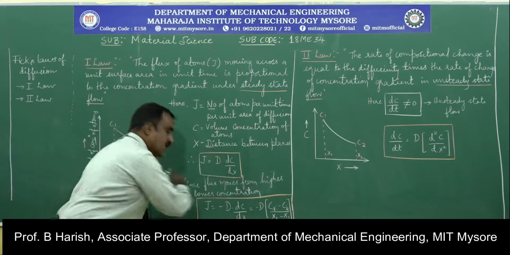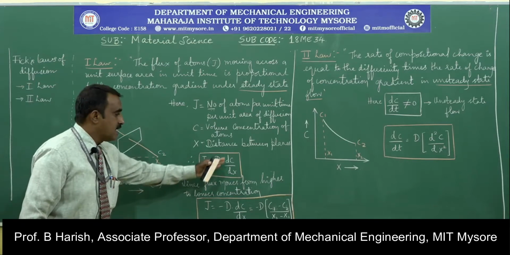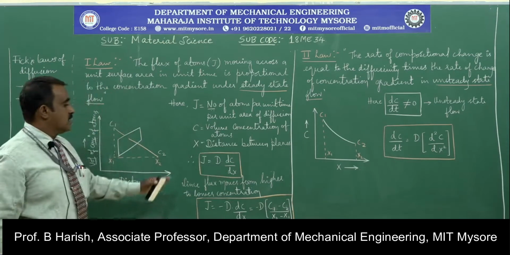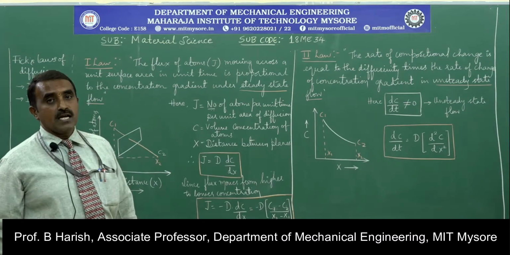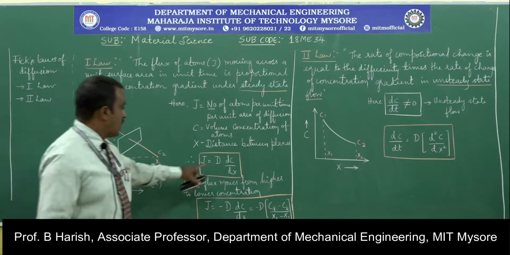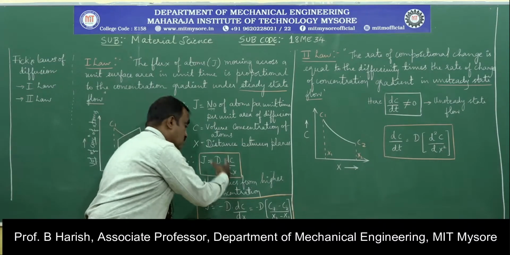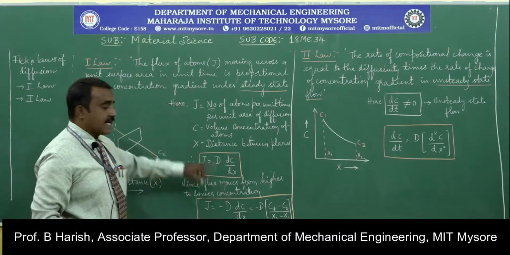So hence we can arrive at the final equation as J is equal to capital D into dC by dx, where capital D is the diffusivity rate, at what rate the atoms are getting moved or getting diffused. Capital D is the diffusing rate. dC by dx is nothing but the concentration gradient.